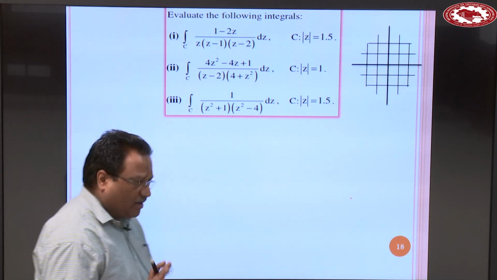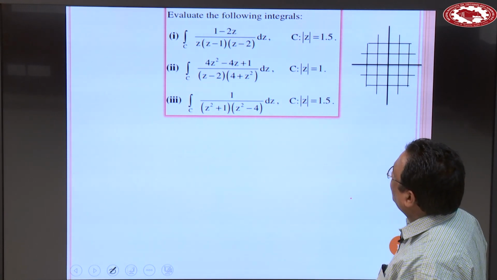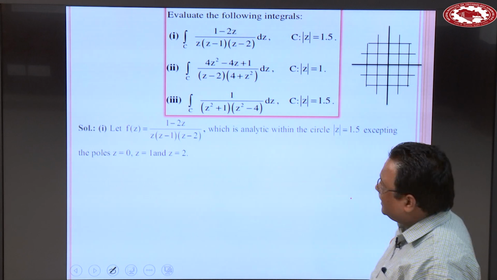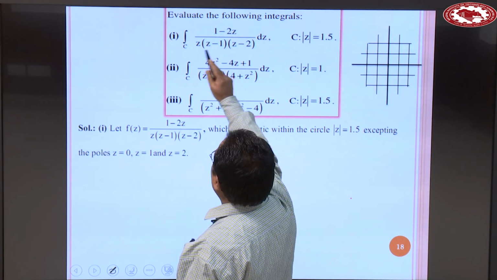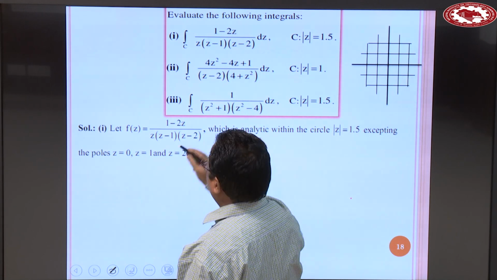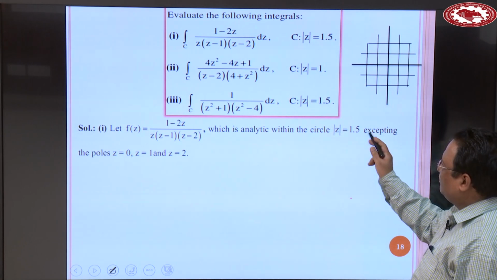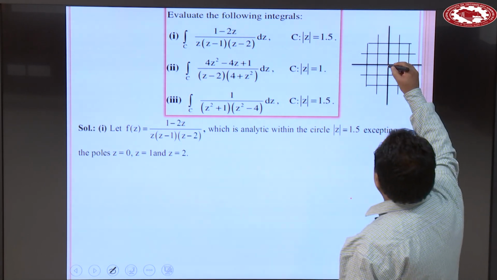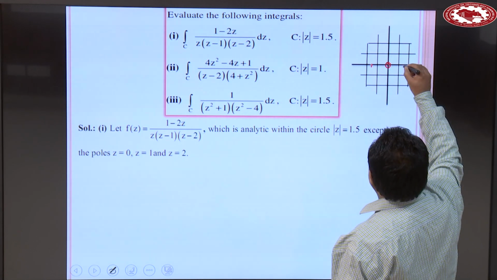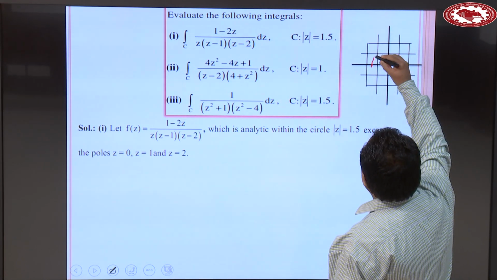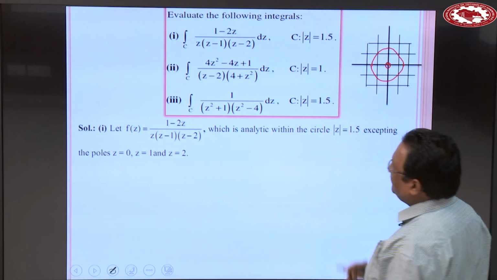Okay, now one more problem, the last problem. How can we solve this type of problem? Evaluate the following integrals. So here f(z) in the first problem is equal to (1 minus 2z) divided by z(z minus 1)(z minus 2), which is analytic within the circle |z| = 1.5. So this origin, this point and this point. So it will form something like this.